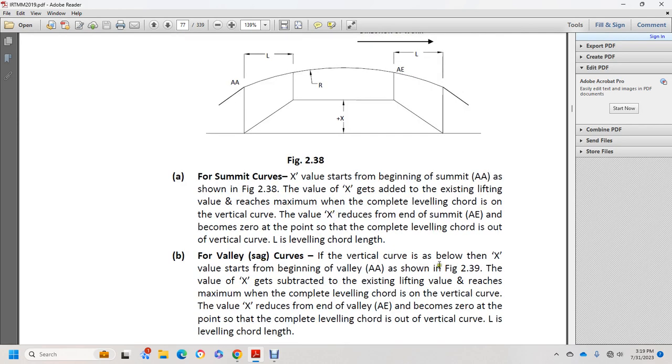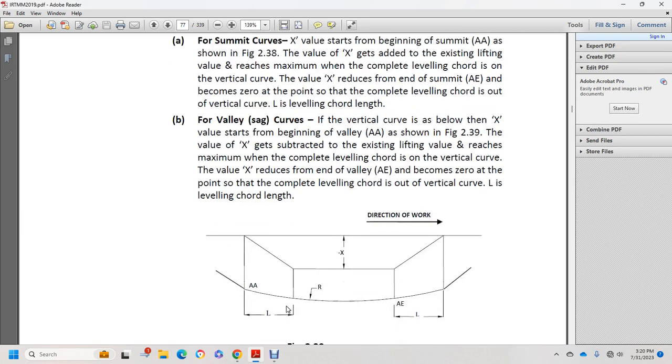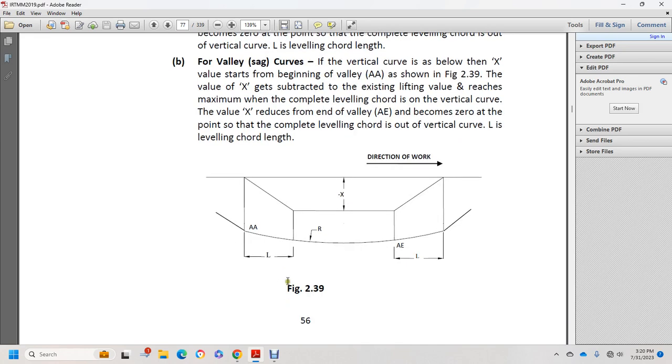For valley sag curve of the vertical curve, as shown, X value starts at the beginning of the valley, double A, shown in figure 239. The value X gets subtracted from the existing lifting value, and reaches the maximum at the completing level of the chord. In the vertical curve, the X value is reduced to the end of the length with the A, becomes 0 at the point of the completing leveling chord of the vertical curve. L is the level chord length. Shown in figure 239, a valley curve.